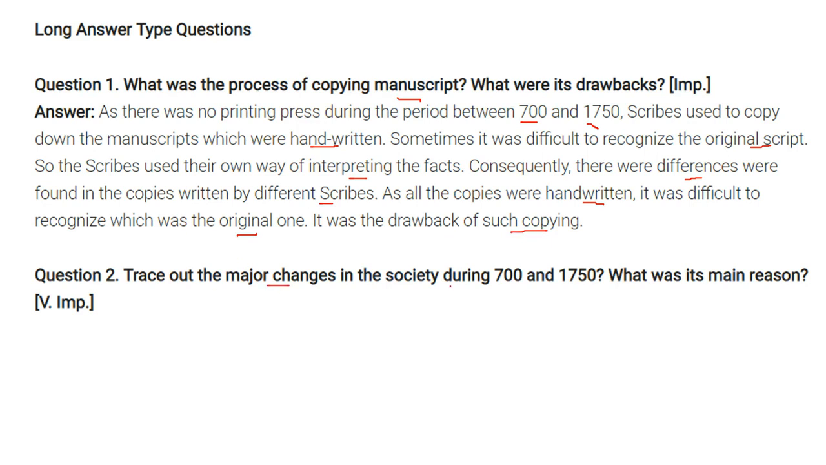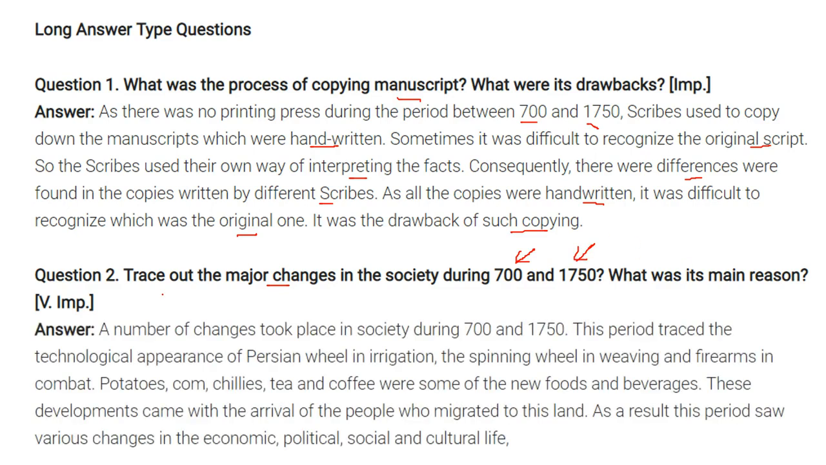Trace out the major changes in the society during 700 and 1750. What was its main reason? A number of changes took place in society in these 1000 years, between 700 and 1750. This period saw the technological appearance of the Persian wheel in irrigation, the spinning wheel in weaving, and firearms in combat. Potatoes, corn, chilies, tea and coffee were some of the new foods and beverages that were introduced and accepted. These developments came with the arrival of people who migrated to this land, and because of this, the period saw various changes in economic, political, social and cultural life.